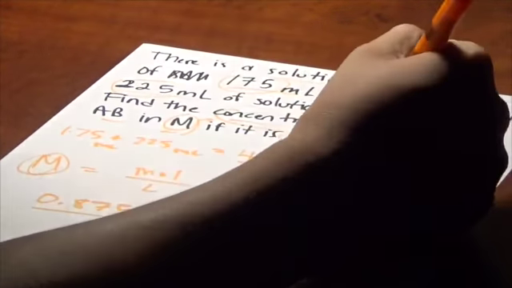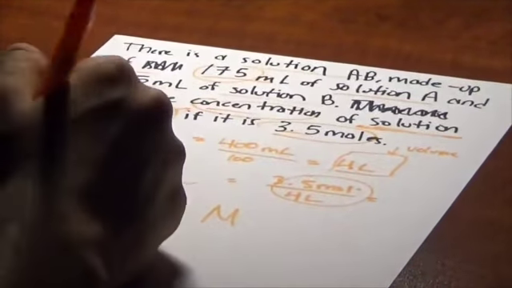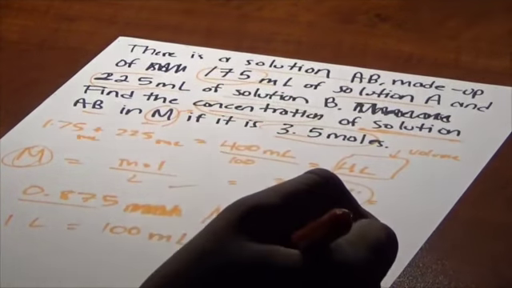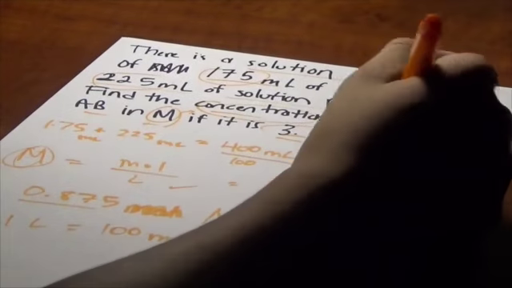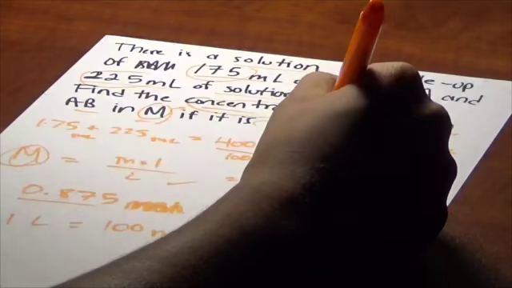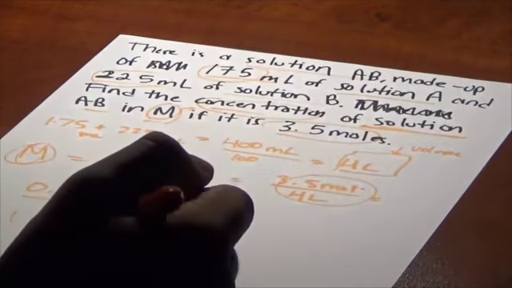So here we have a molarity formula right here. We know our liters by adding 175 plus 225, and we get 400 milliliters. We're going to convert that into liters by dividing by 1000. The simple conversion, we know that 1 liter is equal to 1000 milliliters. And what we're going to do from there is we know our volume, so we're going to plug that into our molarity formula. So we have 0.4 liters, and then we know that we have 3.5 moles, so we put 3.5 moles at the top.